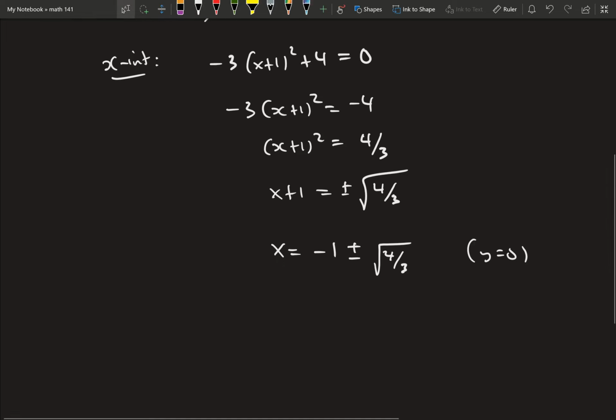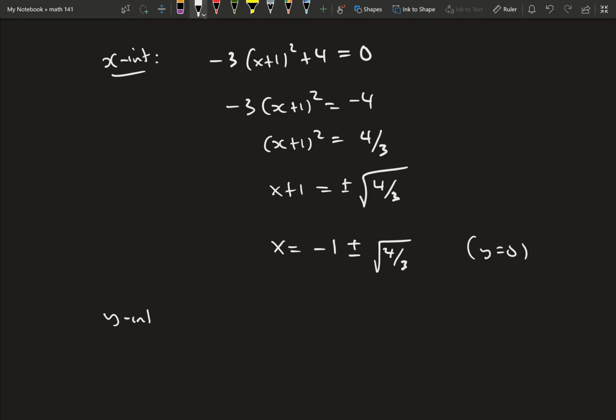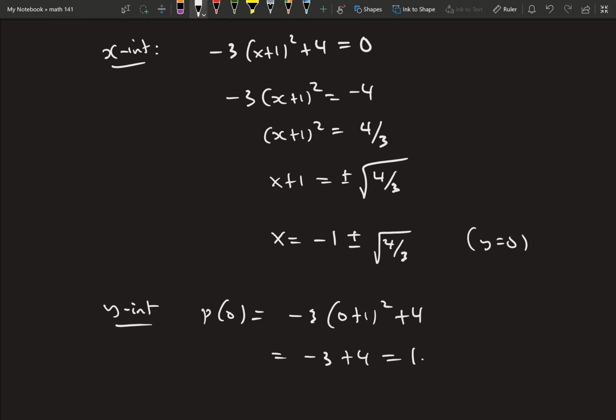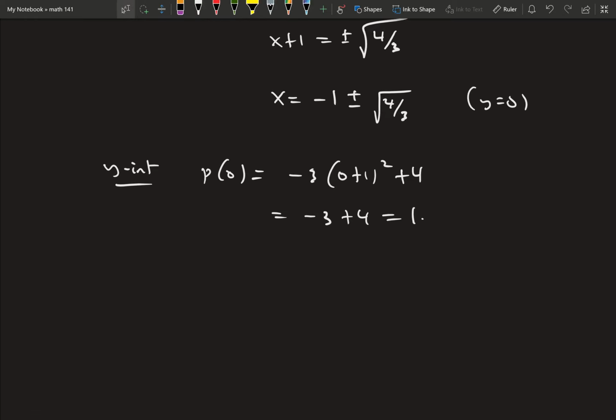And our y-intercept, we set x to be 0, so we get negative 3 times (0 plus 1) squared plus 4. So this is negative 3 plus 4, which is 1. So let's use these values. So we have negative 1, and then 4 is somewhere up here, and then 1 is somewhere here.